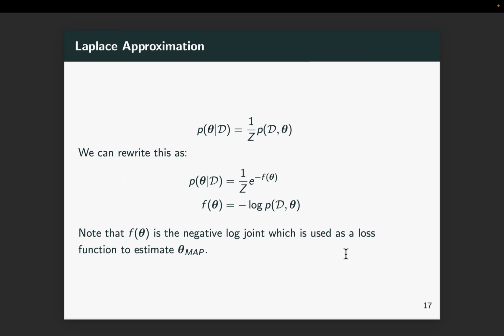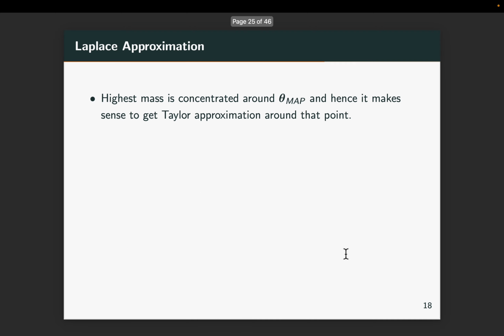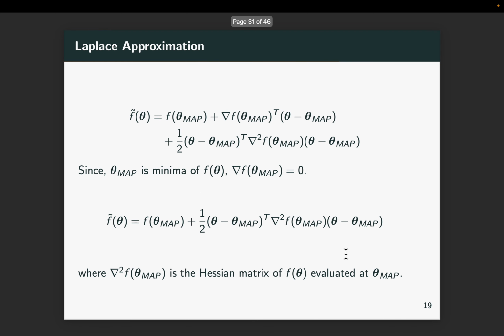P of theta given D equal to 1 over Z e to the power minus f theta. Right. We have now got some approximation for f of theta. What is that? What is the approximation that we have? F tilde of theta. Right. Why don't you do this exercise? Just note down this particular slide, P of theta given D equal to 1 over Z e to the power minus f theta, in your notebooks. And once you have noted this down, you should see if you can substitute f of theta with the approximation f tilde of theta and get something interesting.